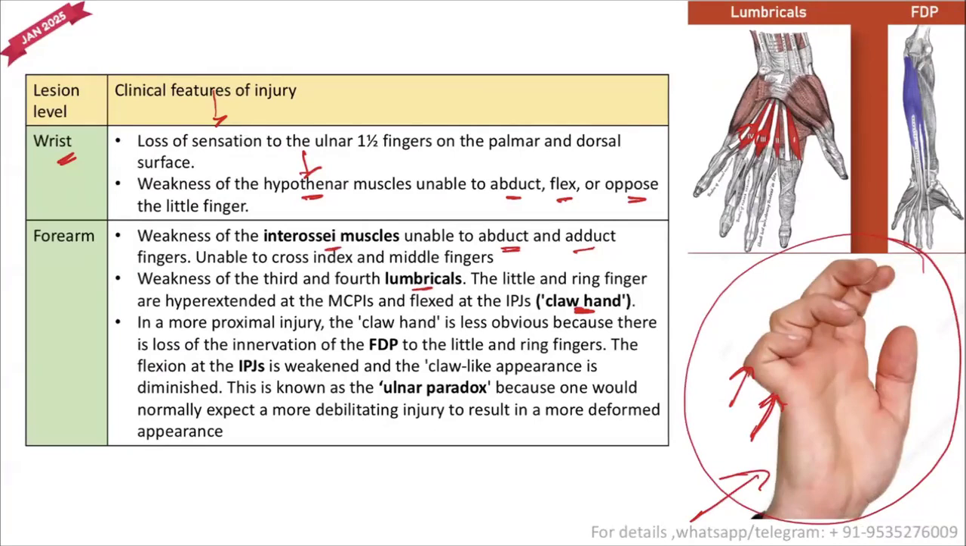Benedict sign is different. When you ask them to make a fist and then you see the claw hand, that is the Benedict sign. Here, the claw hand is present at the time of presentation itself. You need not ask them to make a fist. That is the differentiating factor you need to remember.